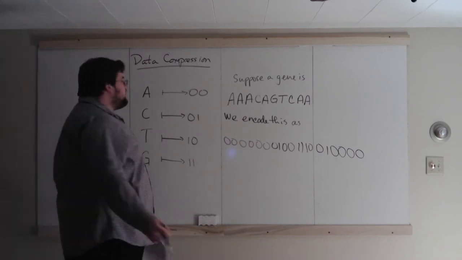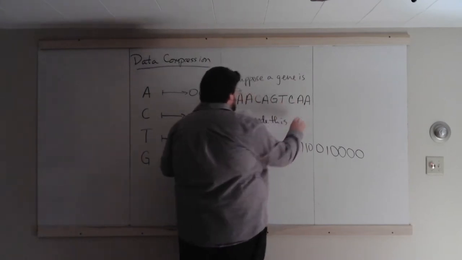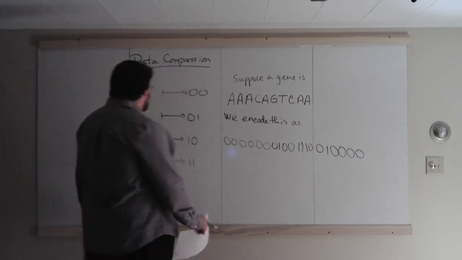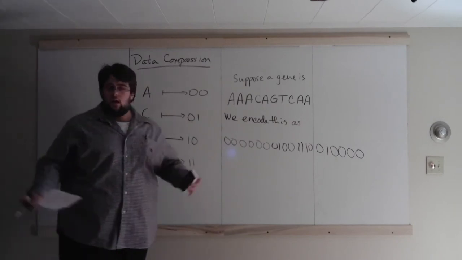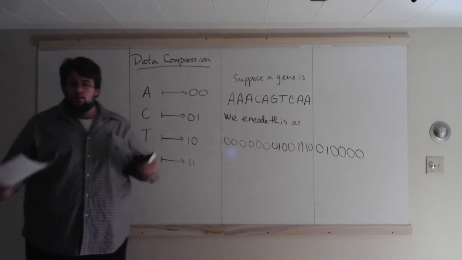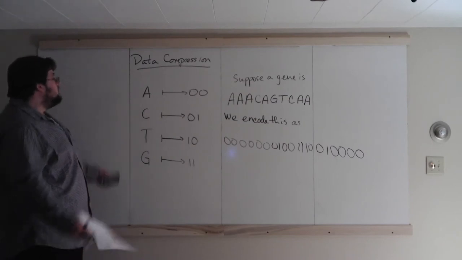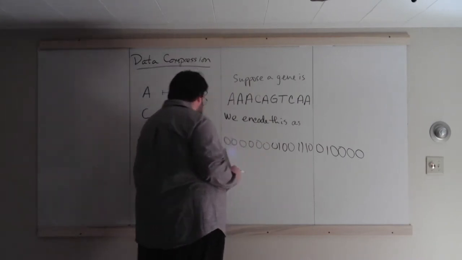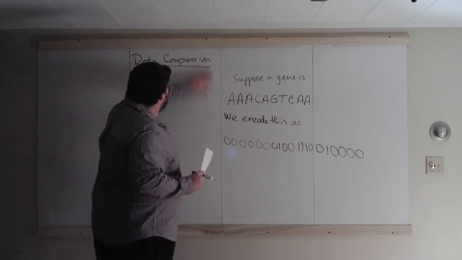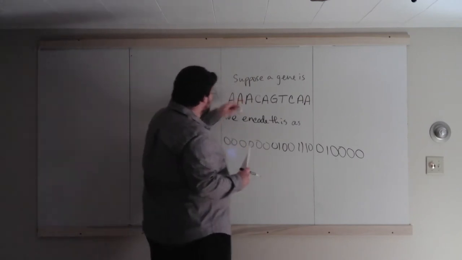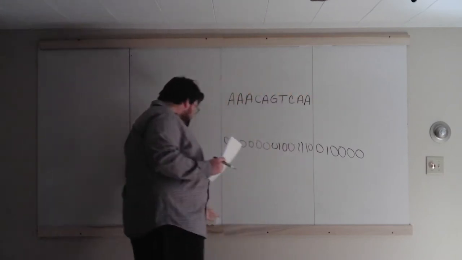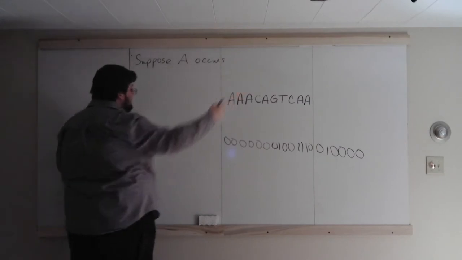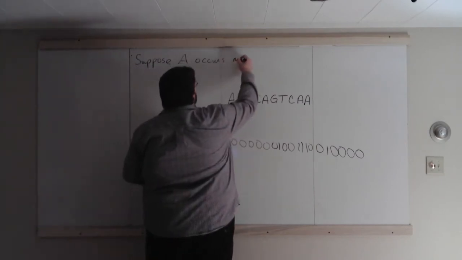Now, this is almost identical to an example in the book. In the book, they wrote GTAAC. I changed it to GTC because my brother's initials are GTC. But right here, this is a perfectly fine encoding method. But suppose biologists know a little bit more about the frequency at which each of these amino acids shows up in a gene. I want to leave this on the board, so I don't have to rewrite that. So suppose A occurs most frequently in general.